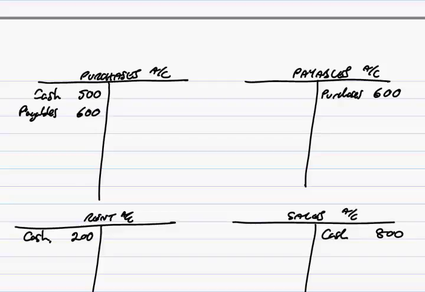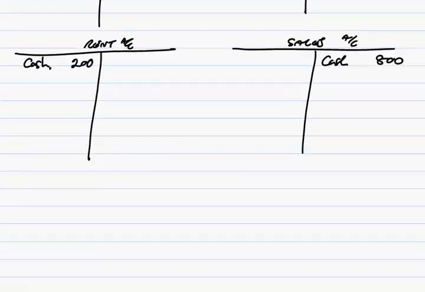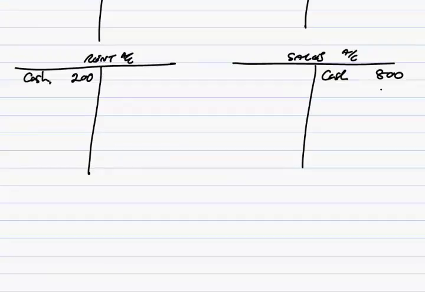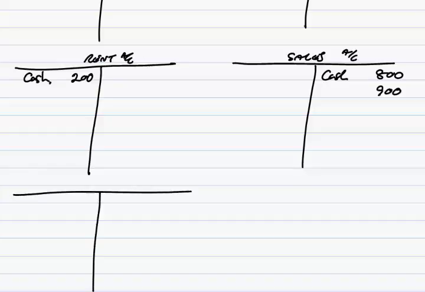G. We sell the remaining goods on credit. Well, we've made more sales, and so since last time we credited sales, let's credit sales again, this time with 900. But of course we can't debit cash because we've not received cash. Instead, we need to record that we're owed money. We'll open an account for receivables. Receivables 900.